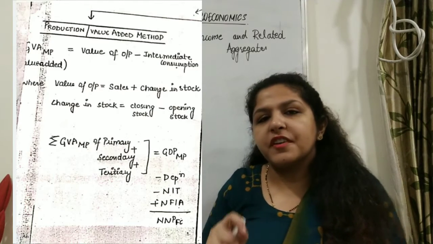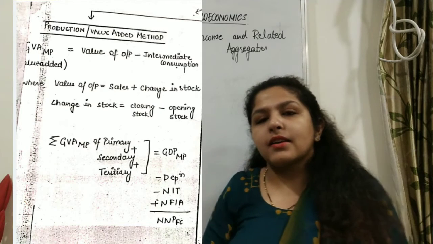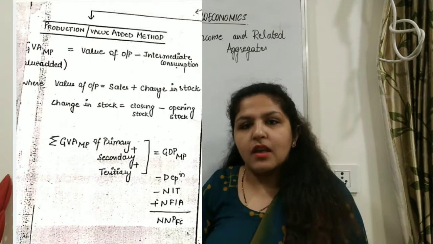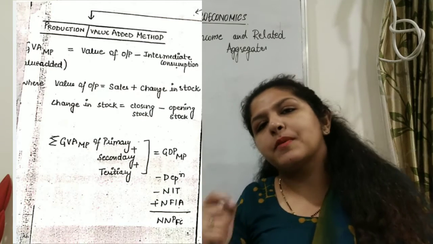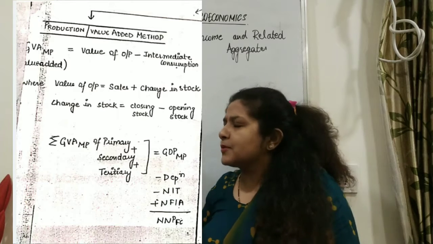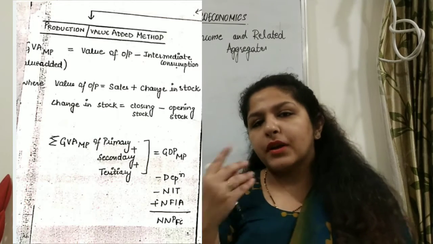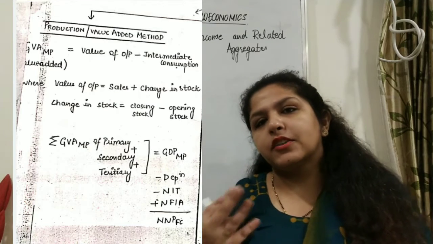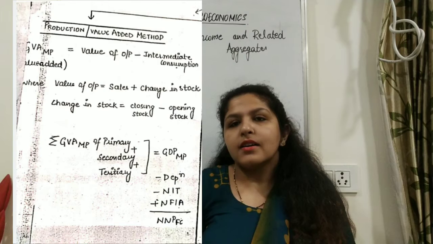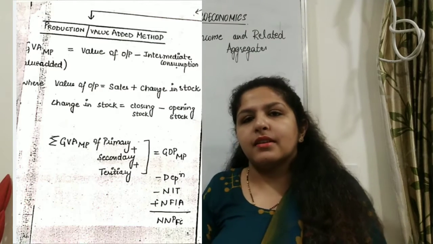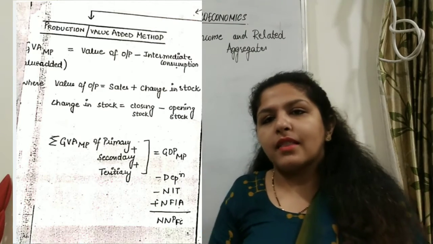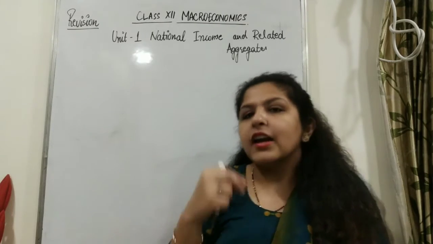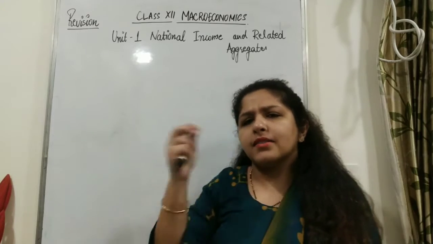You get GVAMP from the production method, which you can get from the formula value of output minus intermediate consumption. So value of output says sales plus change in stock. So let's start with this production method only, and then we'll do one big, tricky question of calculating national income by the income and expenditure method. Always the answer comes the same from all the 3 methods, but we'll see in that question that the answer is coming different because of some error. It might happen, 0.01%, that the answer can be different.